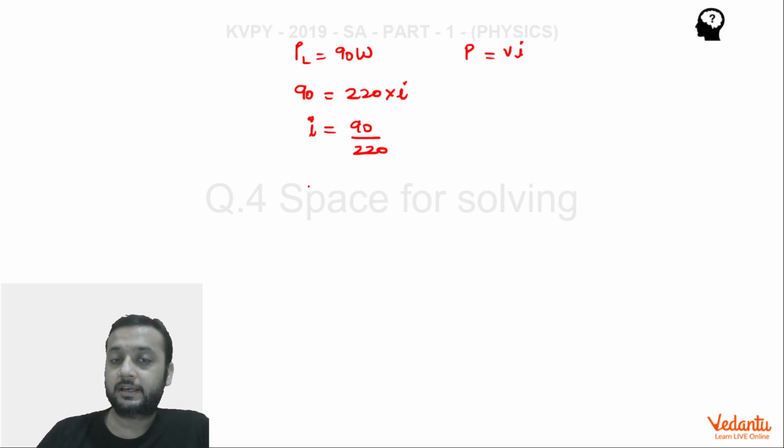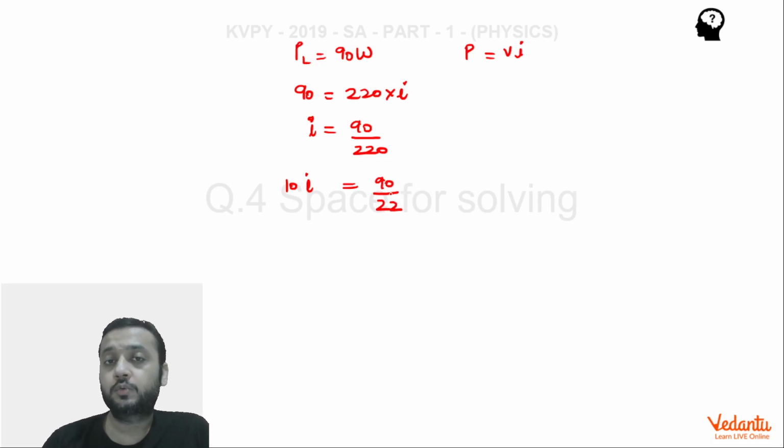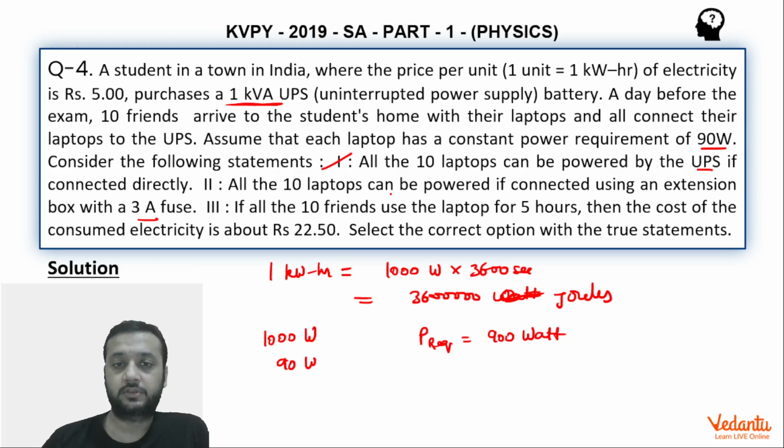Okay, so what is the current requirement of all the laptops? That will be 10i because there are 10 laptops. So that will mean 900 upon 220. Now this is definitely more than 3 amperes. You can see that this is 4 point something. So this is definitely more than 3 amperes, and hence you cannot use all the 10 laptops simultaneously if you are using a fuse wire. Okay, so statement 2 is definitely wrong.